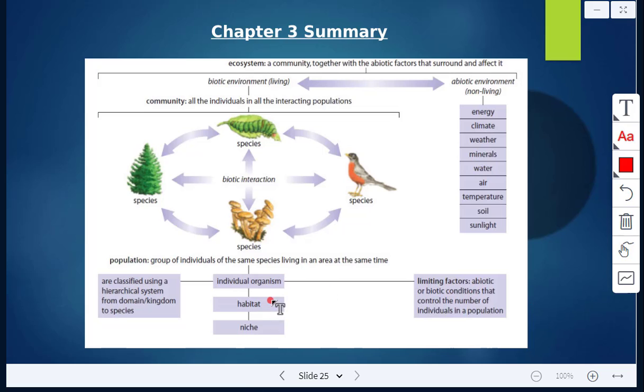We also talked about the difference between habitat and niche. The niche is the role that an organism plays. Habitat is the place where the species is living. And we also talked about the hierarchical system from domain, kingdom, phylum, class, order, family, and then genus, and then species.